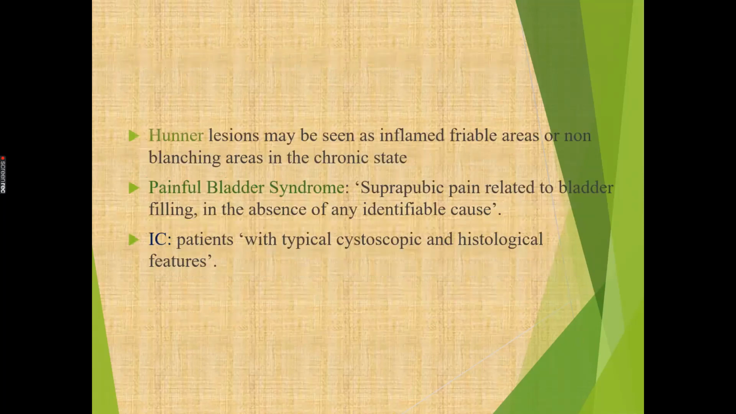Hunner's lesions may be seen as inflamed friable areas or non-blanching areas in the chronic state. Painful bladder syndrome is nothing but suprapubic pain related to bladder filling in the absence of any identifiable cause. Interstitial cystitis patients do have the typical cystoscopic and histological features.